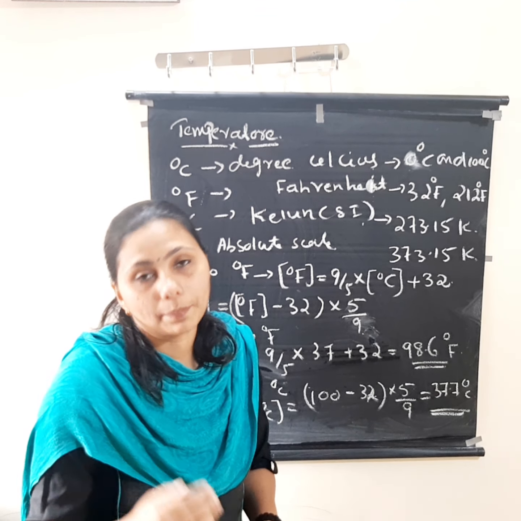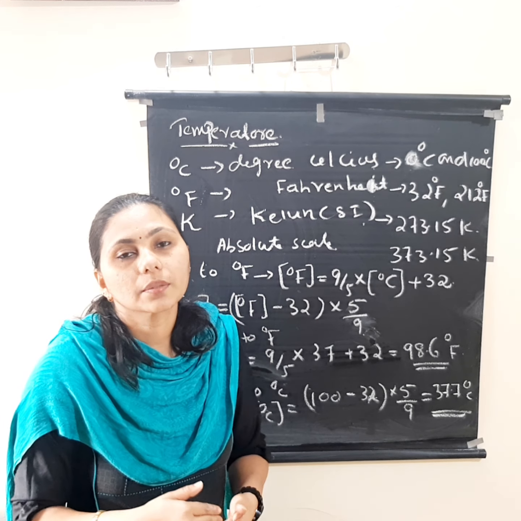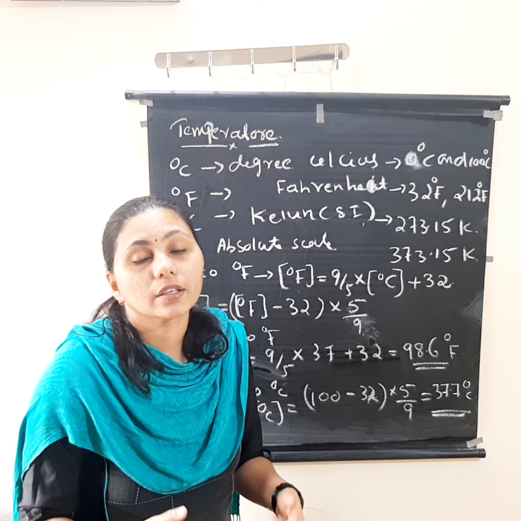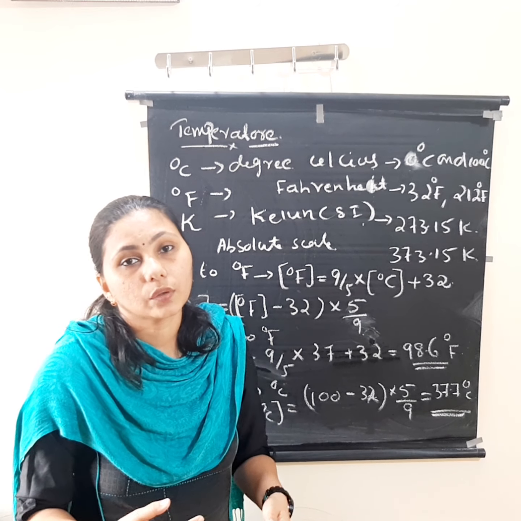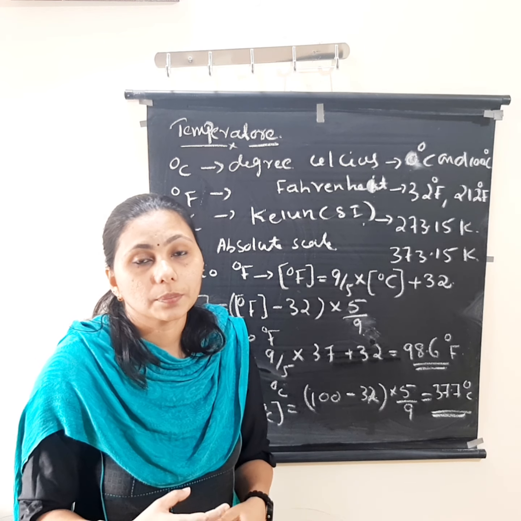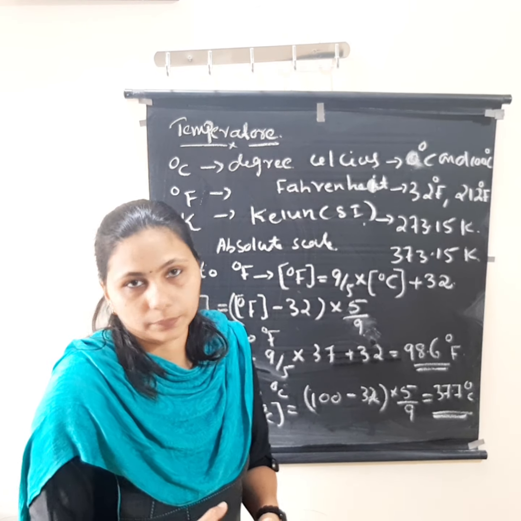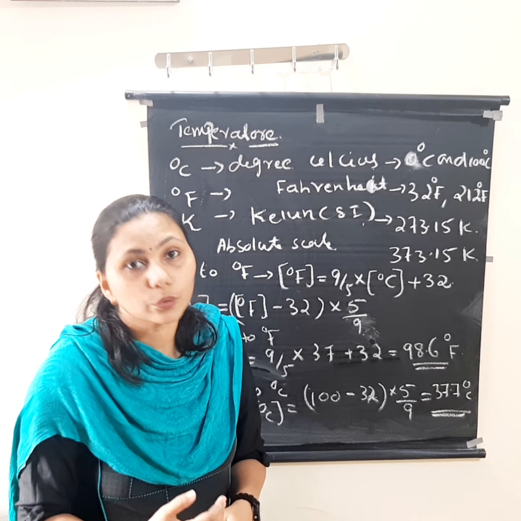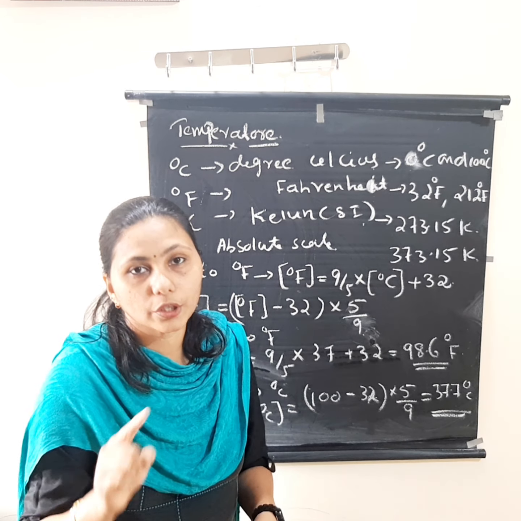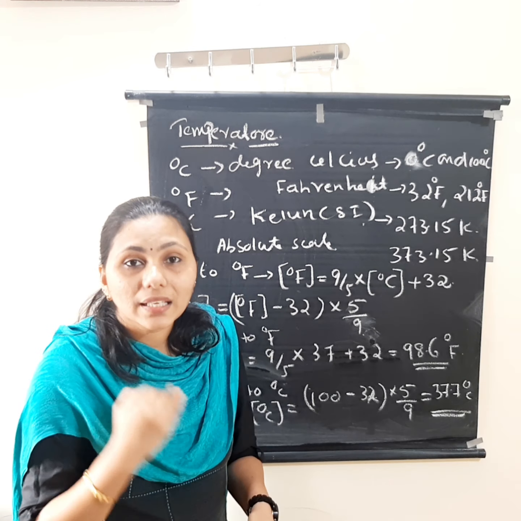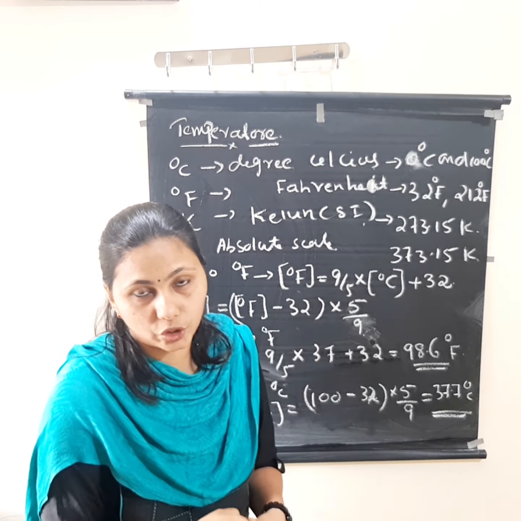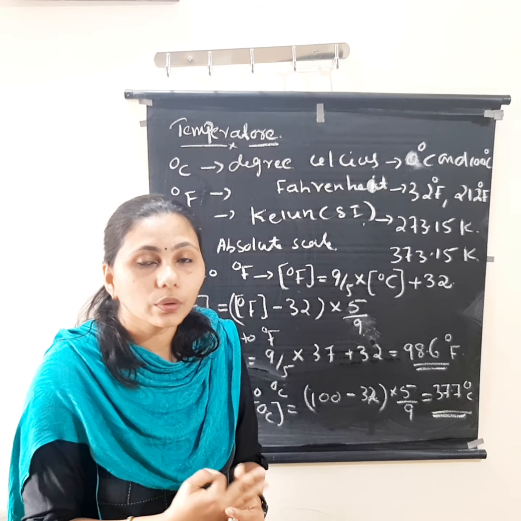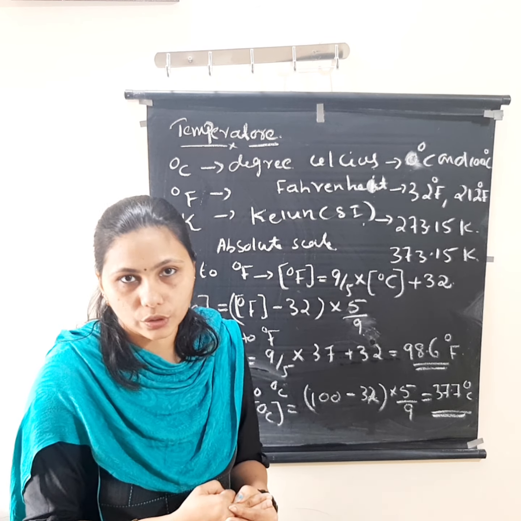Next is temperature. What is temperature? Temperature is a physical quantity used to measure the hotness and coldness of a substance, or the perception of hot and cold. What is its SI unit? Kelvin, represented using capital letter K. There are 3 scales used to represent temperature: the degree Celsius scale, the Fahrenheit scale, and the Kelvin scale. Kelvin is the SI unit of temperature.